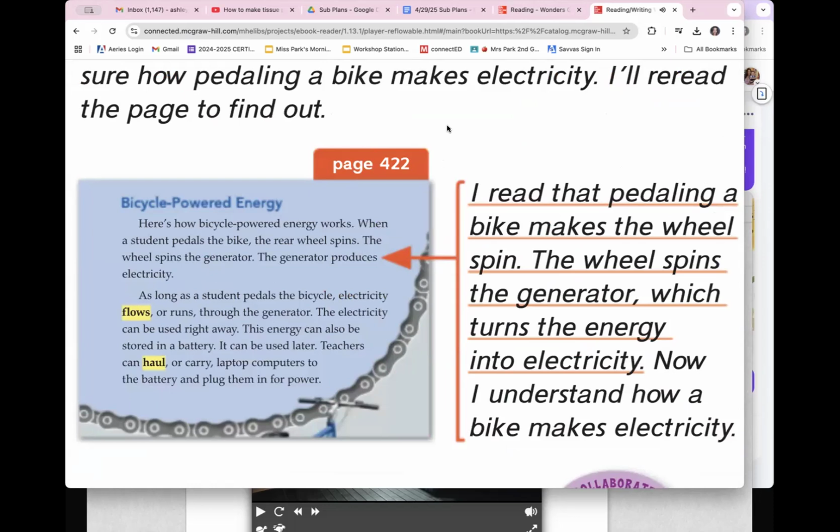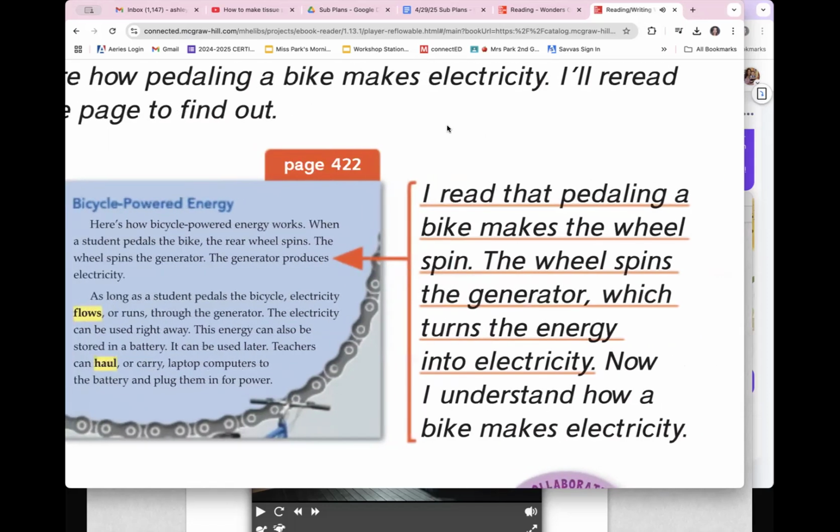The electricity can be used right away. This energy can also be stored in a battery. It can be used later. Teachers can haul, or carry, laptop computers to the battery and plug them in for power.